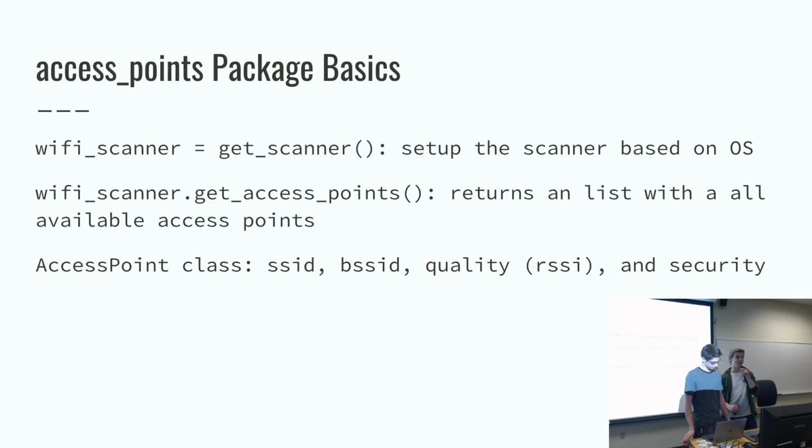So going over the access points library real quick before we actually start getting into it, it's really simple. There's like 3 actual commands you can use. The first one's get scanner, which just opens up an object so you can scan for access points. Next is get access points, which returns a list of every available access point.